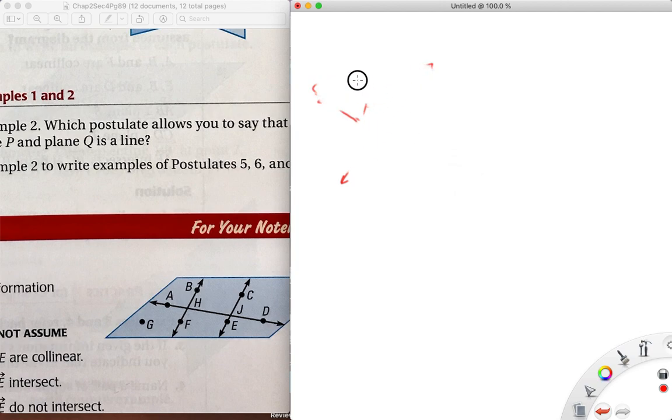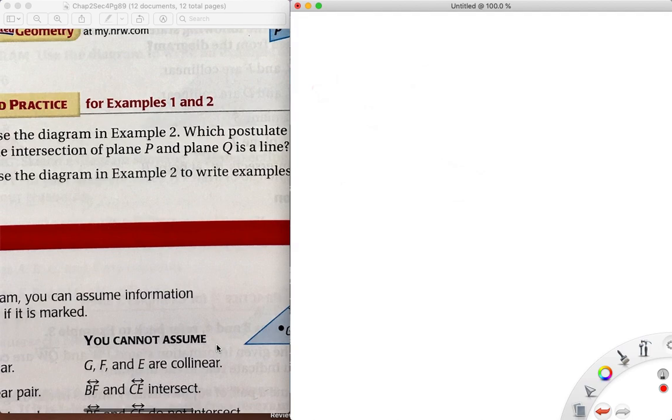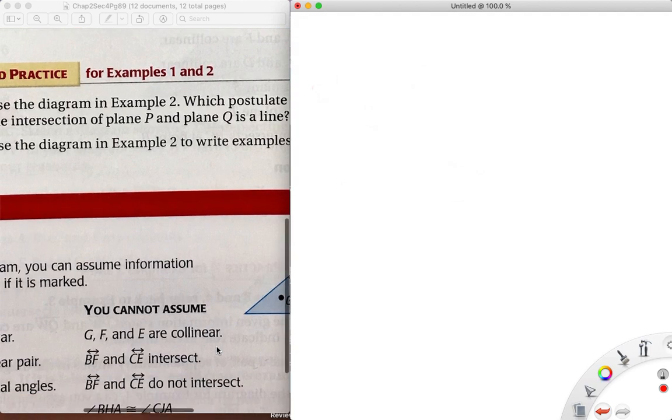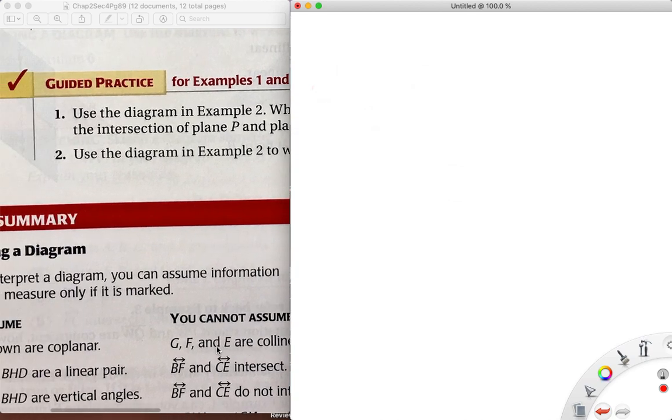So we're going to be able to make assumptions from drawings. I'm not going to get into all of these. I'll just go through one example. You guys can look back on it yourself.